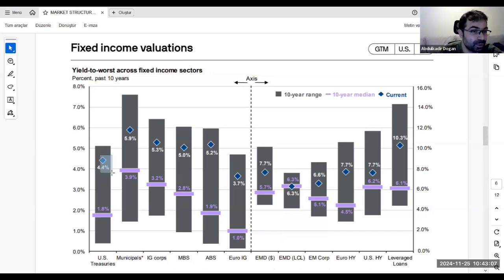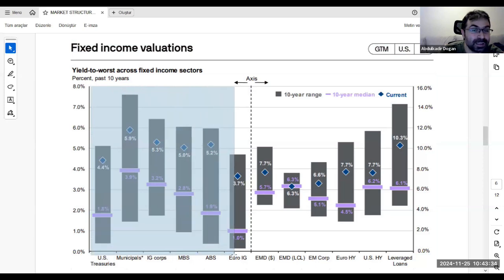the current is higher than the average, it is expensive. Okay, if the current is higher than the average, it is expensive. Please look at the United States. For all the ratios, the current ratio is higher than the average, meaning that for the United States case, almost all fixed income is expensive.